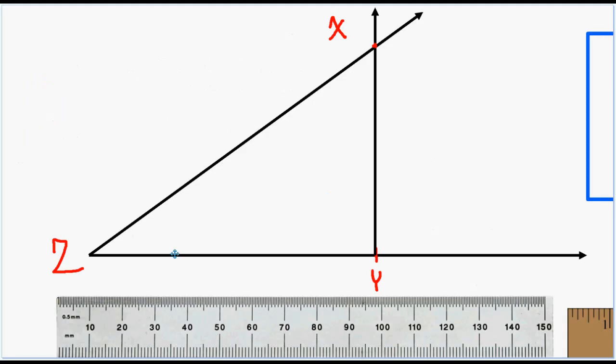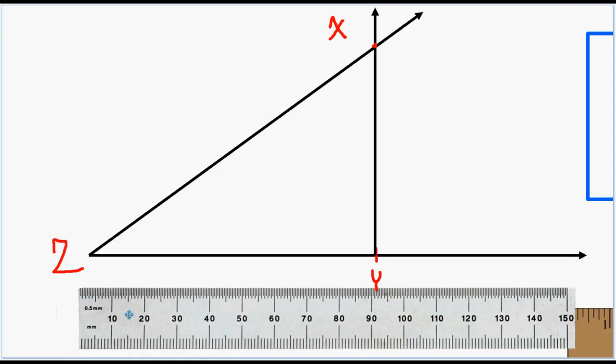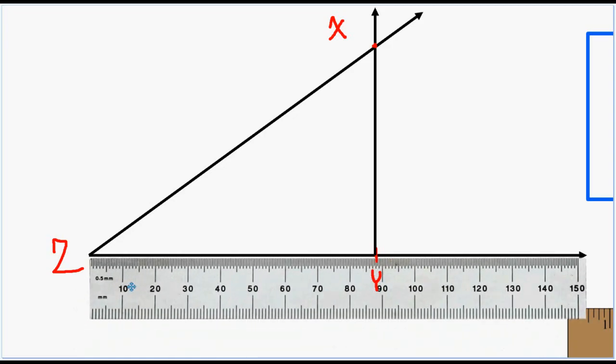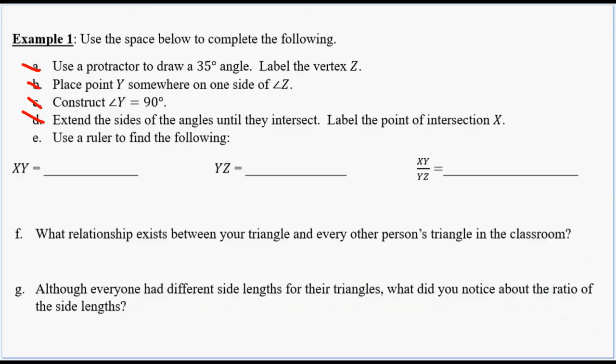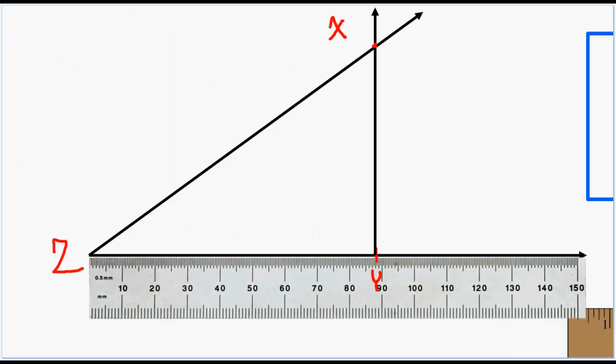YZ is at the bottom. That's the easier one. I have a metric ruler here. It looks like I should be pretty good. So let's see this side. If we're talking centimeters, I'm going to call that about 8.7. ZY is 8.7 centimeters. And now we need XY.